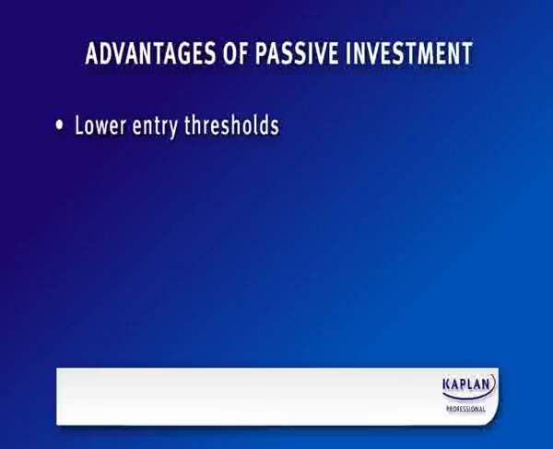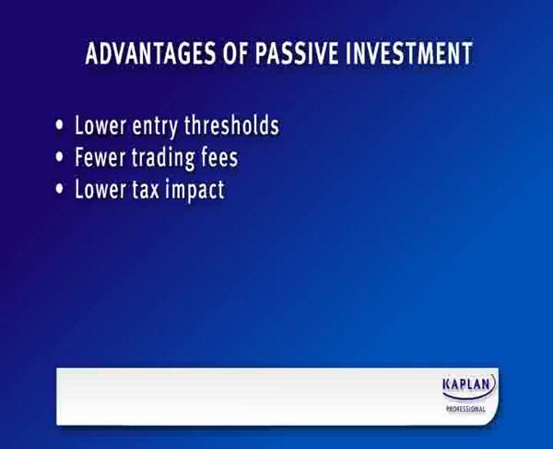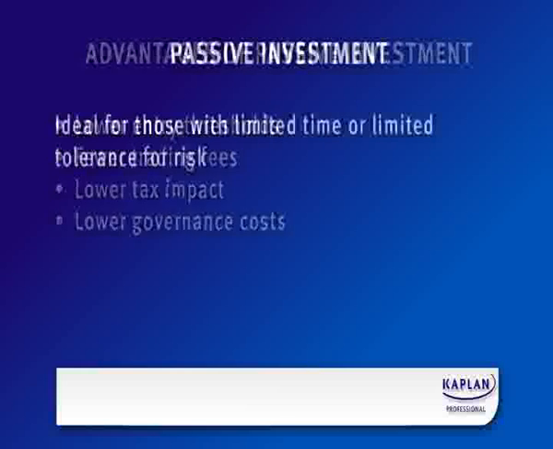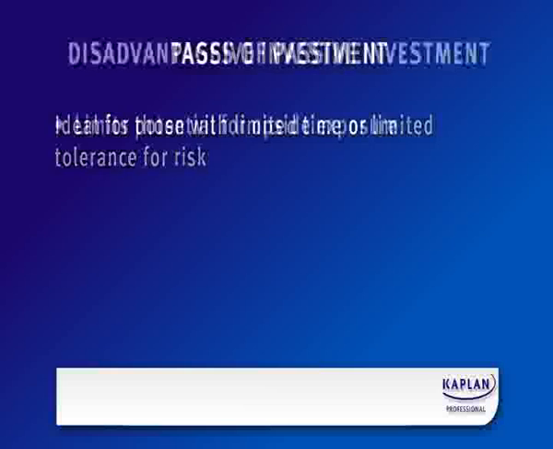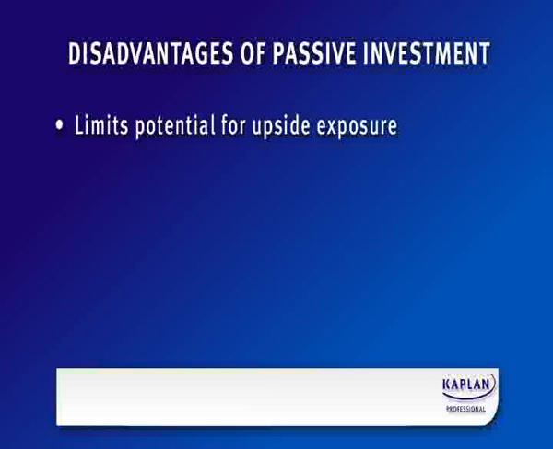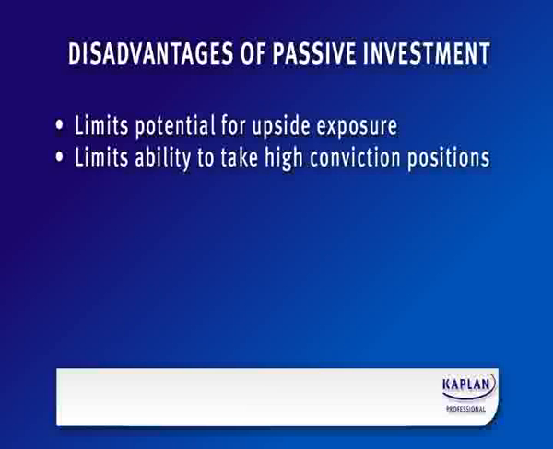The main advantage of passive investing is lower associated costs, such as entry thresholds and trading fees. Plus, the potential tax impact is reduced as capital gains aren't realised as often. On top of that, governance costs are also lower. A passive approach is ideal for more conservative investors or those with limited time or tolerance for risk. On the downside, a passive approach can limit the potential for optimum exposure and reduce the ability for investors to take high conviction positions, as Leyland Asset Management's Charles Leyland explains.